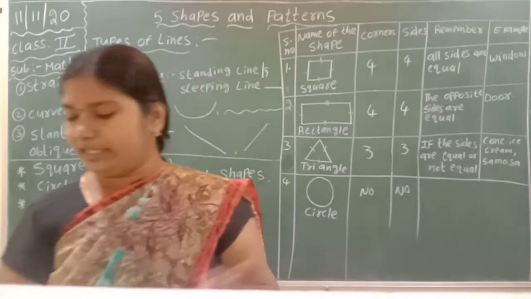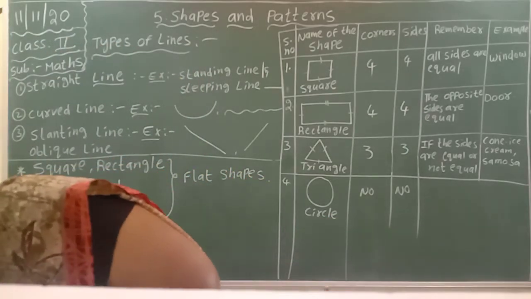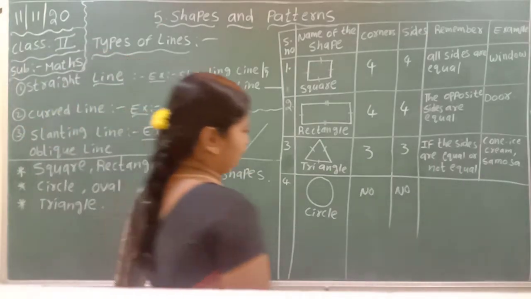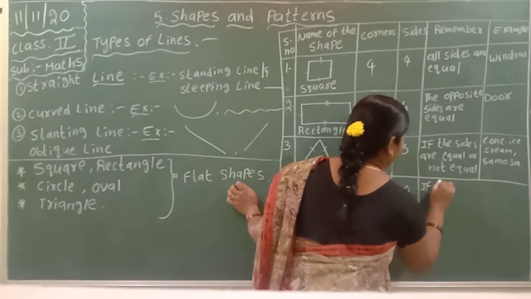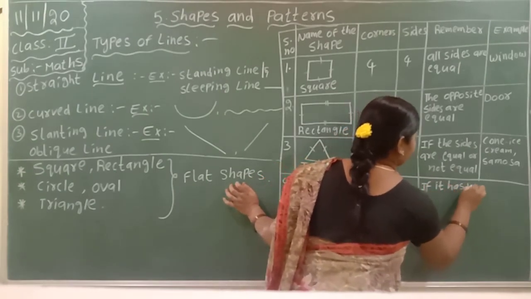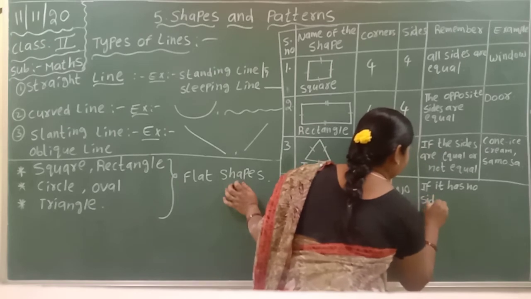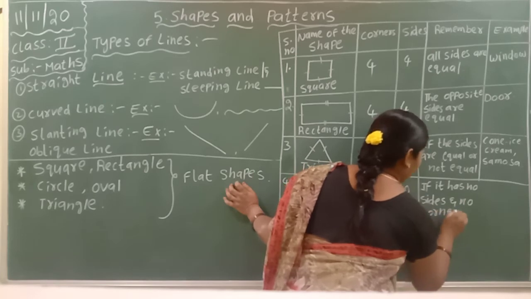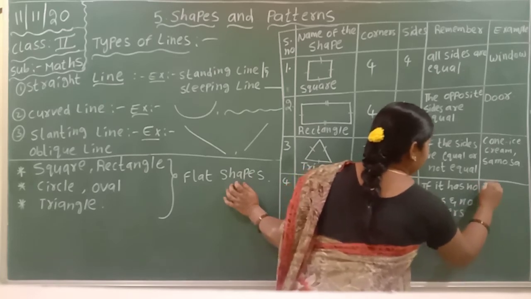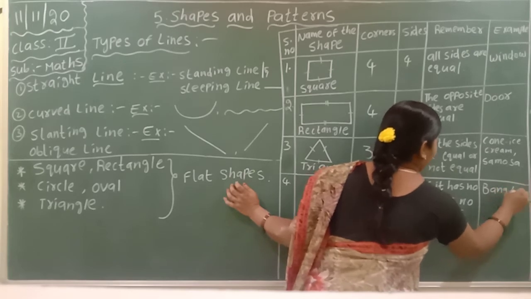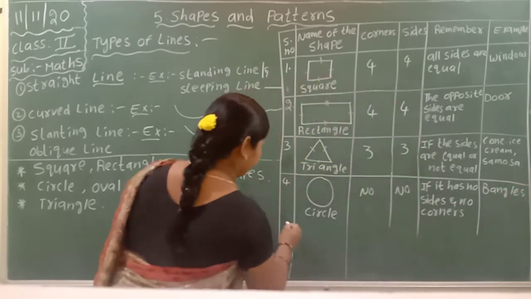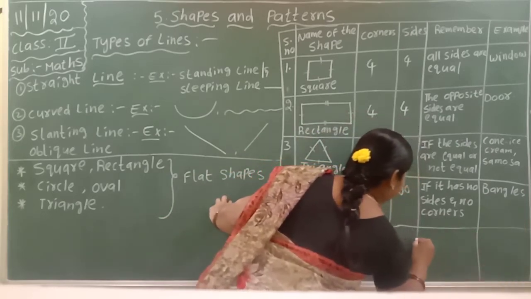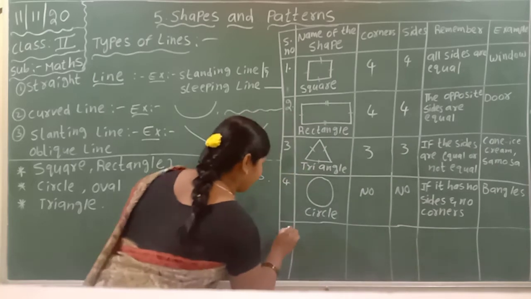And what do you remember in the circle? If it has no sides and no corners, you have to remember this. Example of circle is bangles. Okay. If you know any objects, you have to take your own examples also.